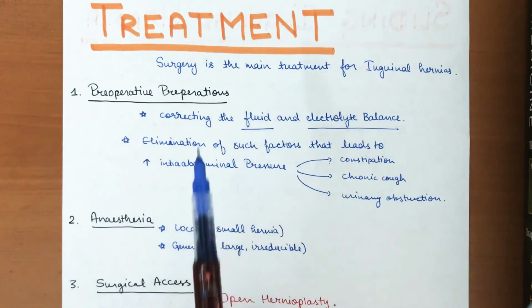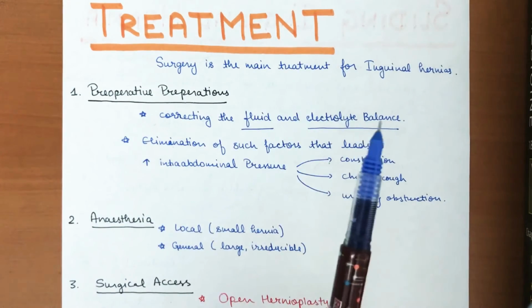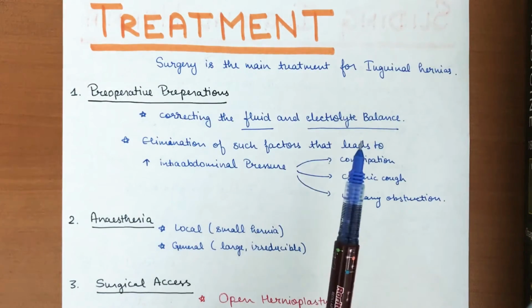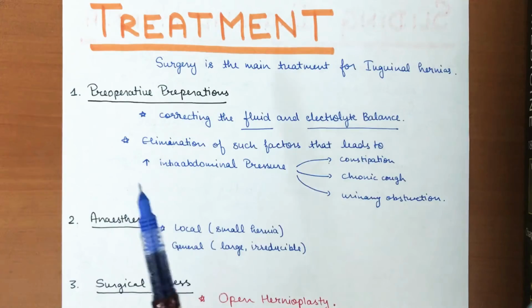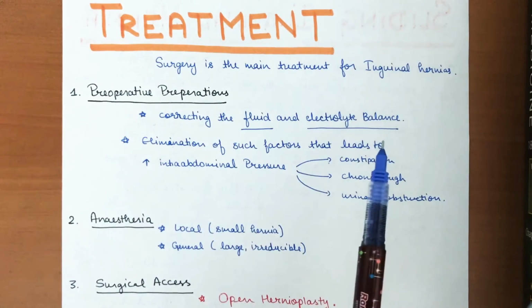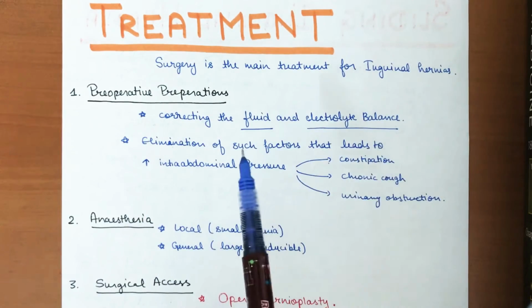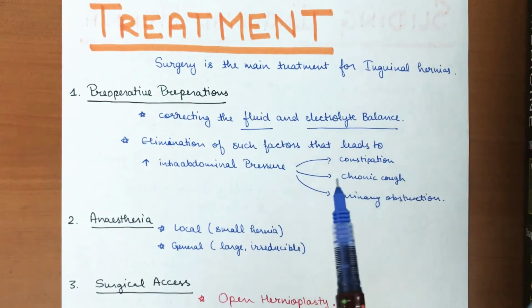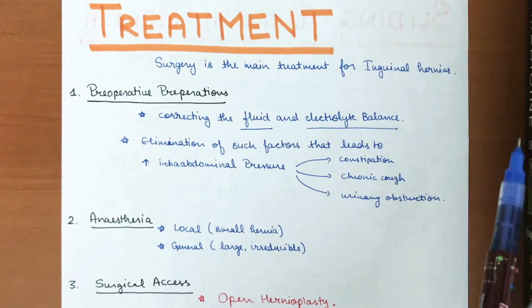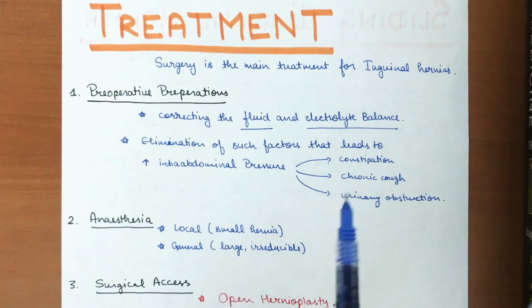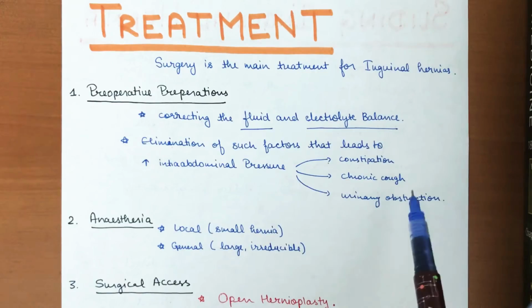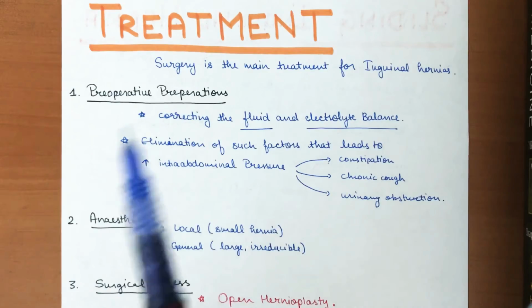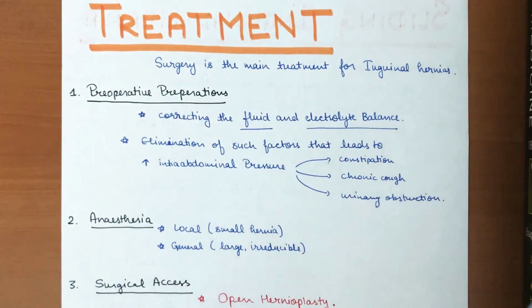What are some pre-operative preparations? We have to prepare the patient for the surgery. For example, we must correct the fluid and electrolyte balance in the patient. We must also eliminate factors which can lead to an increase in intra-abdominal pressure. For example, for constipation we can give laxatives, for chronic cough we can give cough syrup or other treatment, and urinary obstruction can also be treated, for example using catheterization and other methods. So we have to do some pre-operative preparation before really going for the surgery.